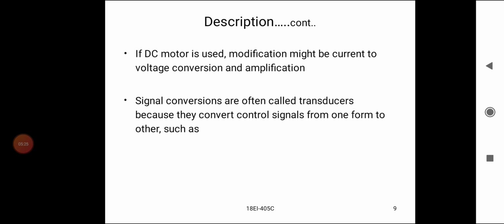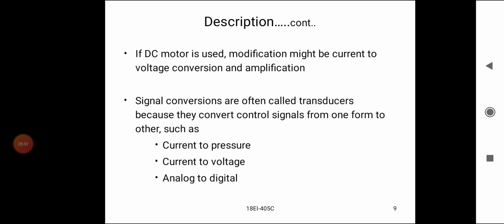Signal conversions are often called transducers because they convert control signals from one form to another, such as current to pressure, current to voltage, and analog to digital.